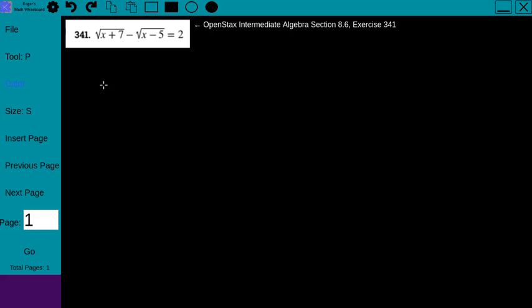Hello, Internet. Today I thought I would go over a problem involving solving an equation that has not one, but two radicals in it. This particular problem comes from the OpenStax Intermediate Algebra, Section 8.6, Exercise 341.